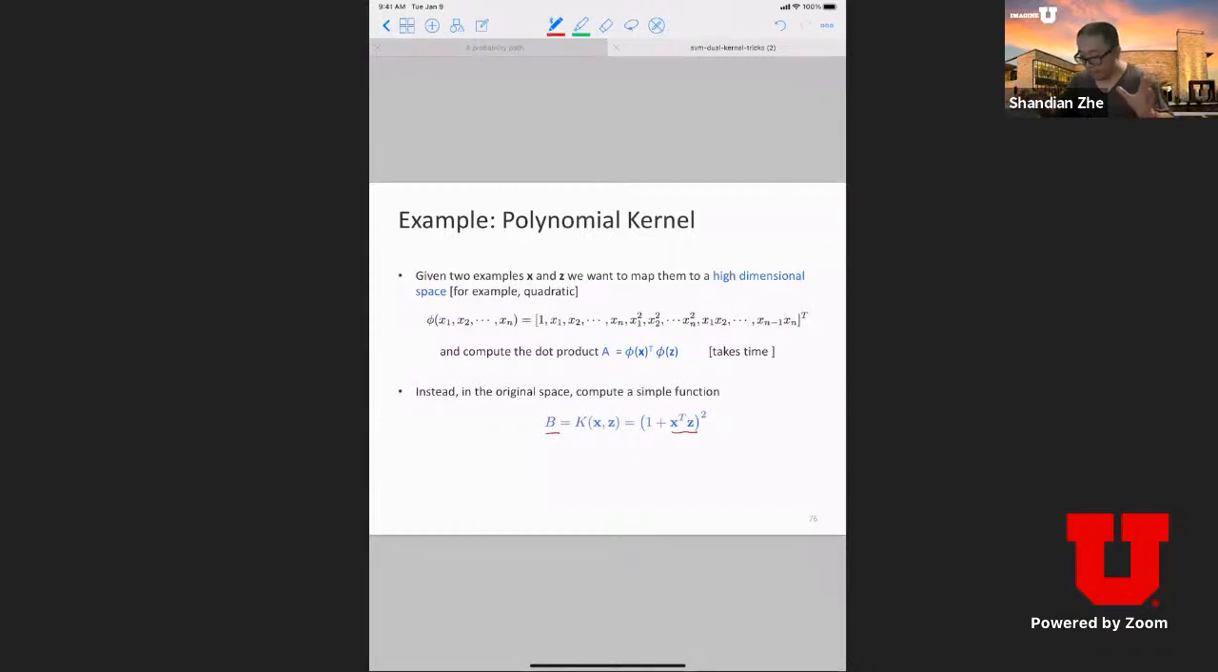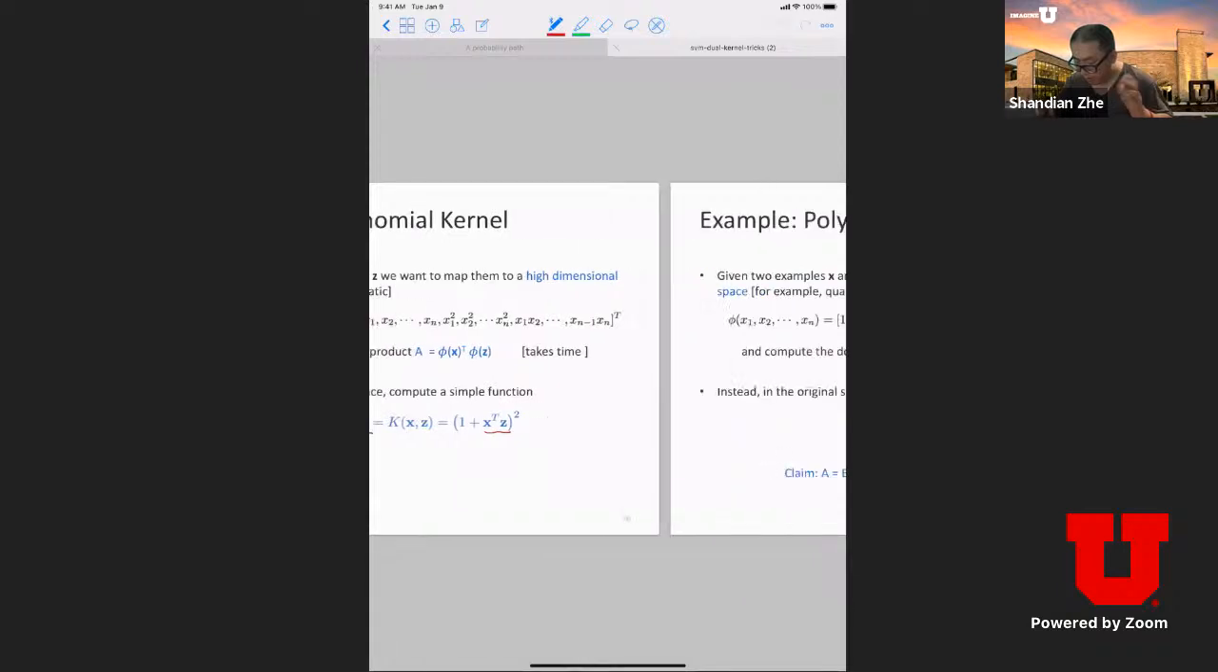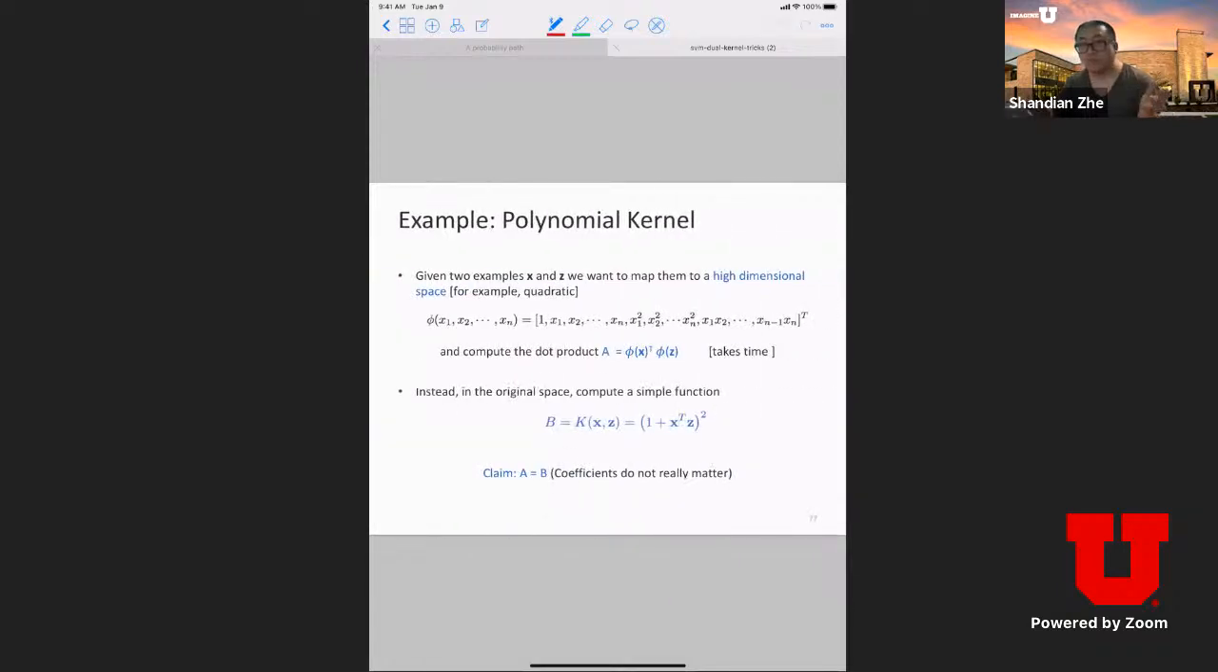So now we'll show that the two results are equivalent. They only differ in coefficients, but the coefficients do not really matter, because if we just scale some mapped features, we can make the results exactly the same. Any questions so far regarding the setting before we manually check the results?